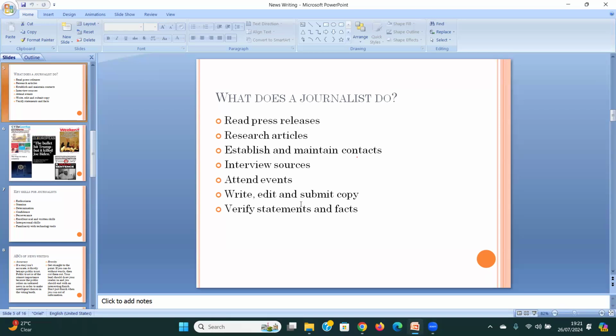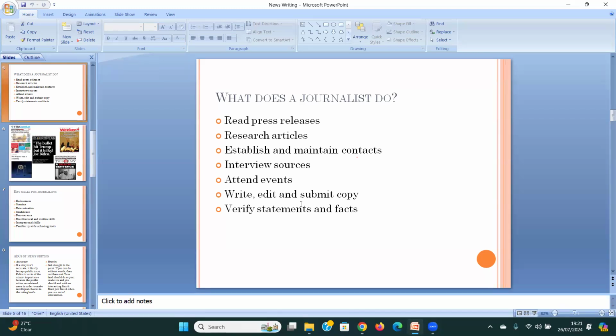Because you are in search of information, you need to be fed the information you want to disseminate. So you do much of reading press releases from sources, agencies, government, companies, public relations firms. Consume information as much as you can. You read press releases, then you research articles. In the process of writing news from a press release, you want to get more information that may not be contained in the information given to you by your source.